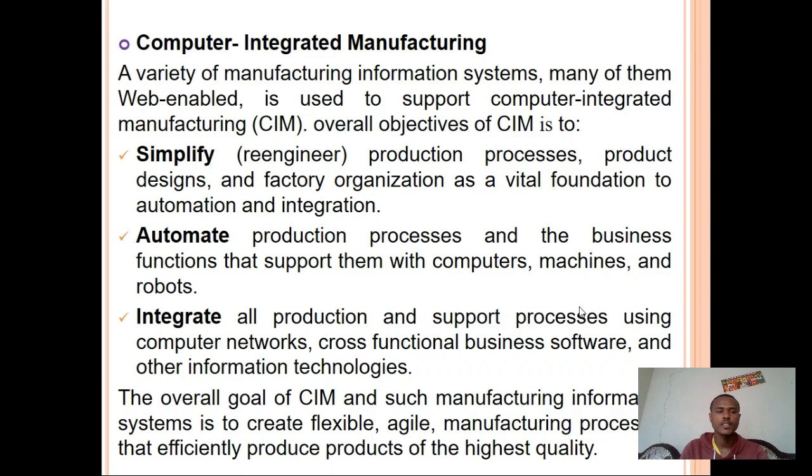Computer integrated manufacturing. A variety of manufacturing information systems, many of them web-enabled, are used to support computer-integrated manufacturing. The overall objectives of computer-integrated manufacturing are three: to simplify the production process, to automate the production process, and to integrate all production and support processes. Therefore, the major objective of computer integrated manufacturing is simplifying the production process, automating it, and integrating all production and support processes.